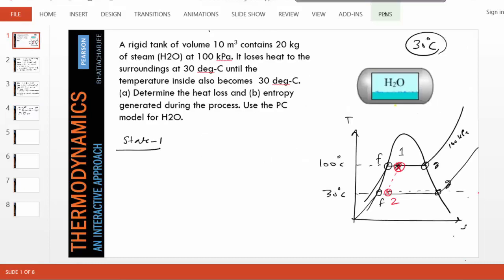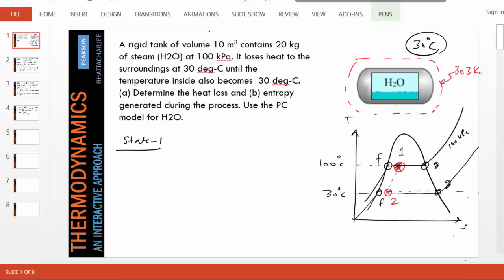Finally, to get the entropy generation of the universe because of this constant volume process, we must take a boundary which goes around the system that includes the immediate surrounding. So we know the temperature of the boundary now will be 30 degrees Celsius, which is 273 plus 30, 303 Kelvin.